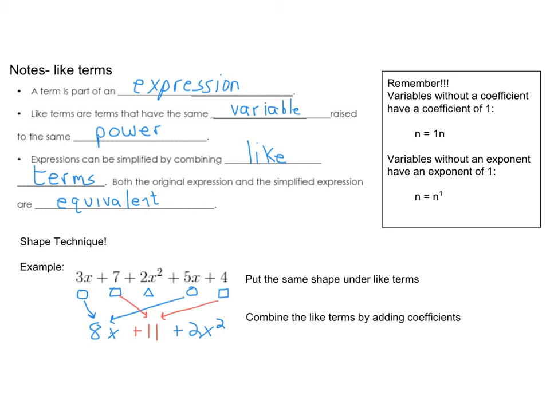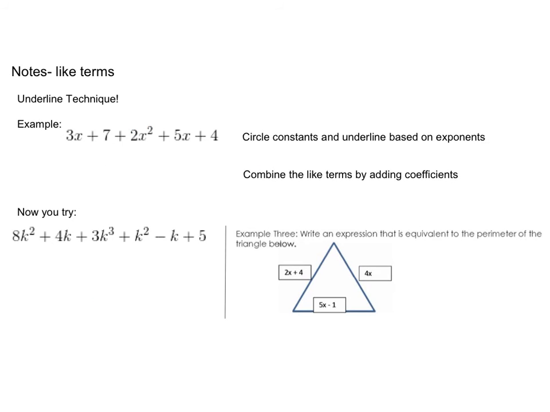All right, I want to show you this example again with a different technique, then I'm going to let you do some practice. So go ahead and turn to the next page. So here's the same problem, but we're going to use what I call the underline technique. So once again, I'm going to start with a 3x. I'm going to underline it with the exponent that's associated with it. So because this has no exponent, that means it's an exponent of 1. So I'm going to underline it once.